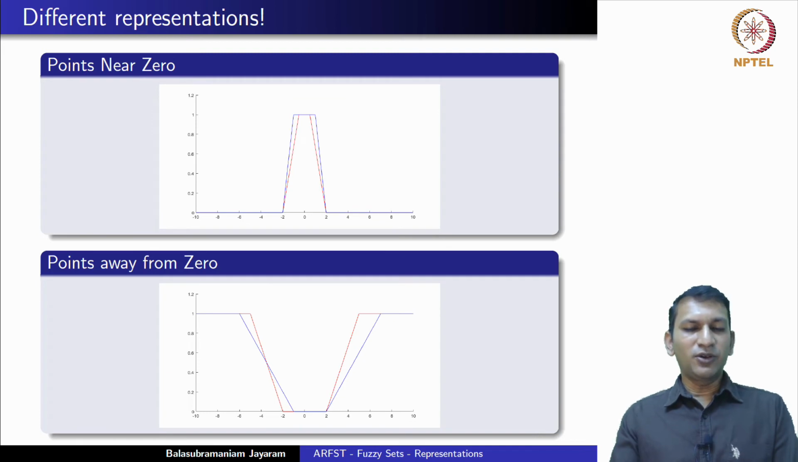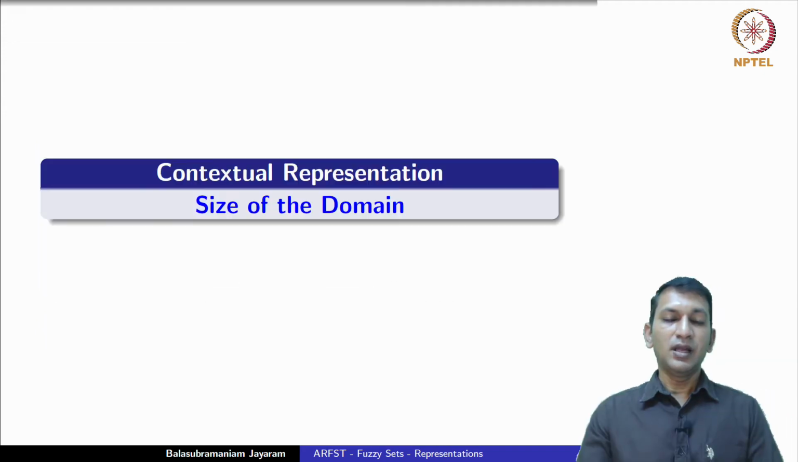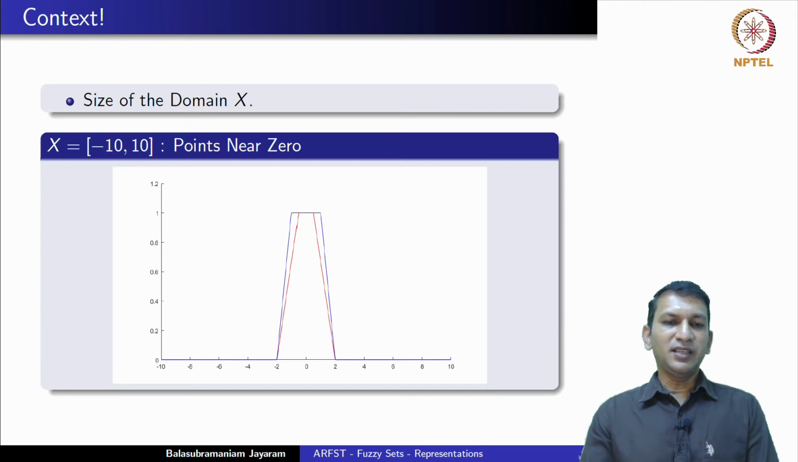We have already seen two different representations for just these two concepts, points near 0 and points away from 0. Now the question is, how do we decide? And this is where we need to be aware of the context. Let us look at how the context has an impact on the representation. The context can be determined by various factors. Let's begin with the size of the domain itself. Now, we have seen the concept points near 0 being represented by two different types of fuzzy sets.